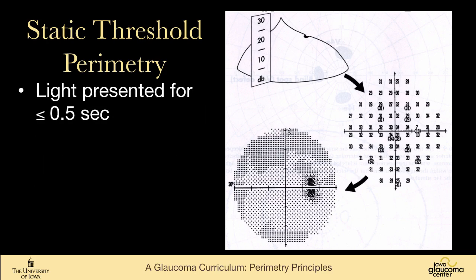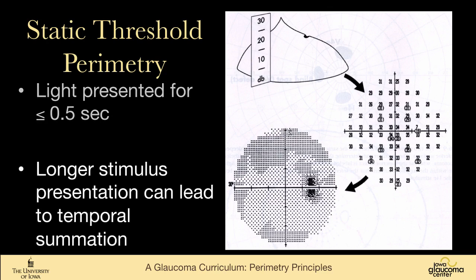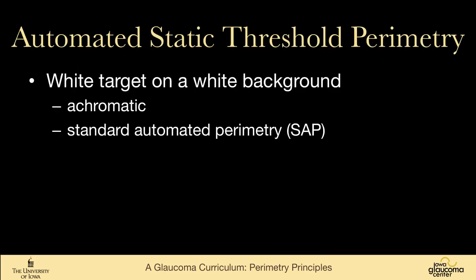The light is presented for less than half a second. If it's presented for a longer stimulus time, then that can lead to summation and it really invalidates the results. Most automated static threshold perimetry is a white target on a white background, called achromatic perimetry or standard automated perimetry.